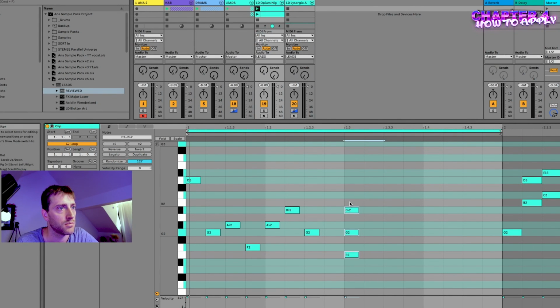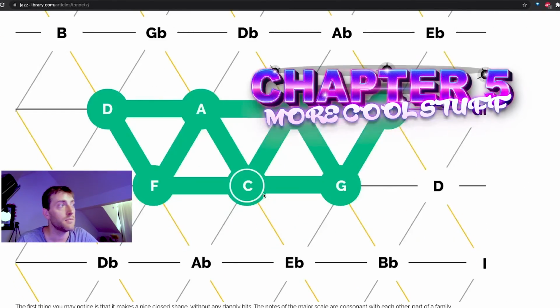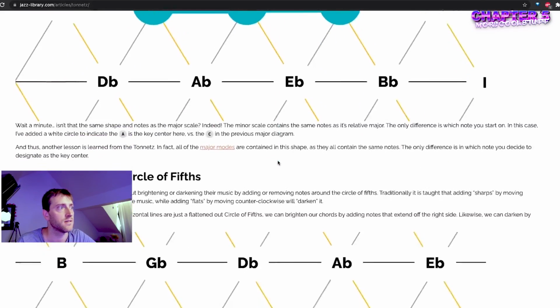I want one more up. That's why. And also we would find a place which is in the scale. But there are many cool things you can check out from that thing.